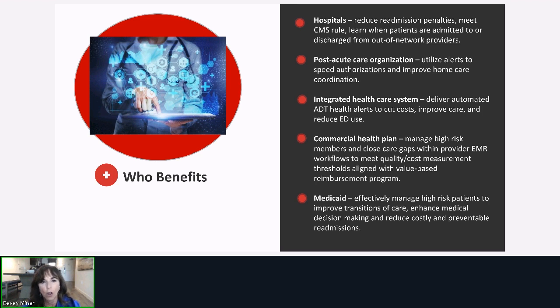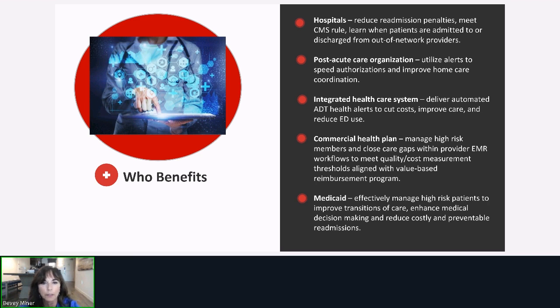And then all of these post-acute care providers in the different care settings will now be able to have a clear understanding about what's happening to the patient. It increases that continuity of care and ultimately really improves care coordination.